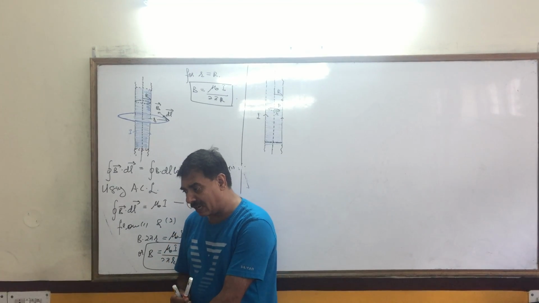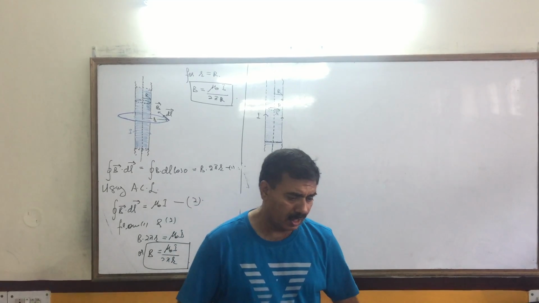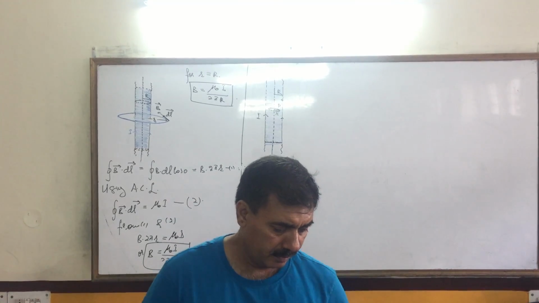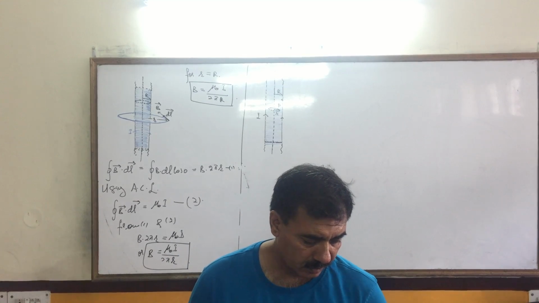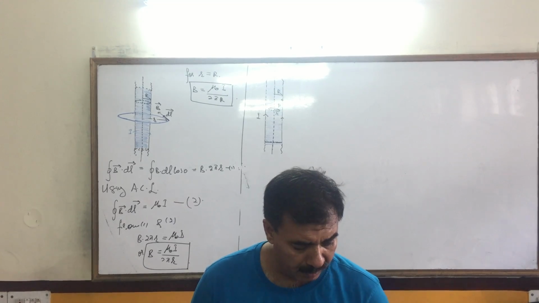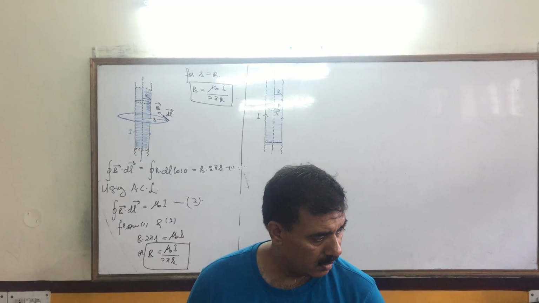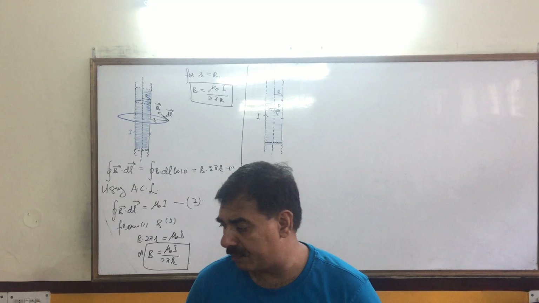Imagine a closed path of radius r less than R. First up, the field will be equal in magnitude at every point.